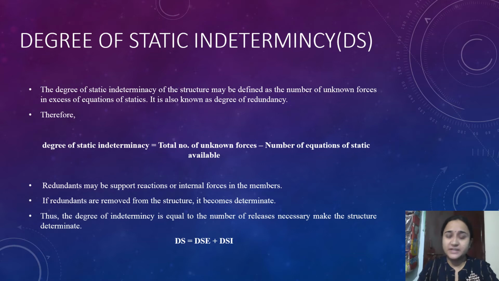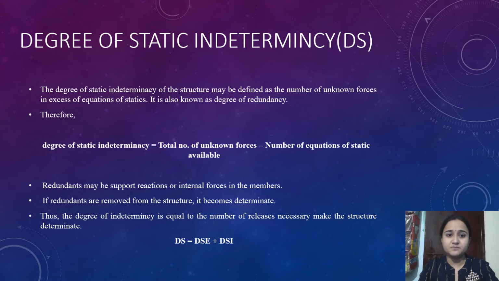The degree of static indeterminacy is the measure to find out the number of unknowns that are present in the member. The degree of static indeterminacy of a structure may be defined as the number of unknown forces in excess of the equations of static equilibrium.